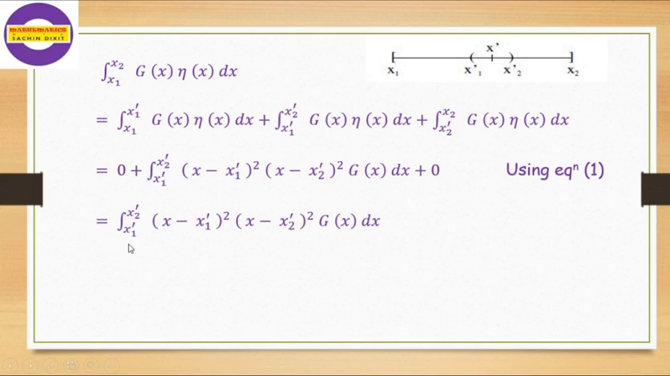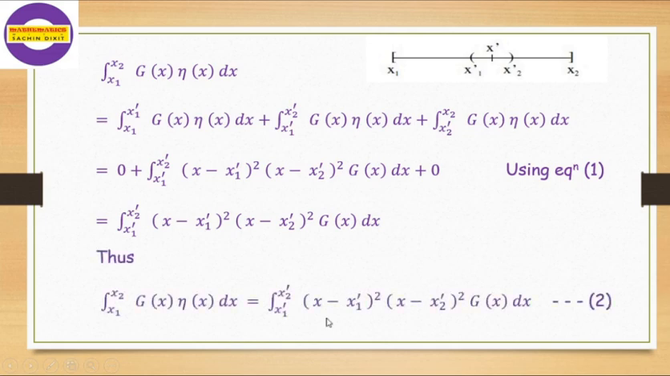That is, we get the integral from x1 dash to x2 dash of (x minus x1 dash) whole square into (x minus x2 dash) whole square g(x) dx. Thus, the integral from x1 to x2 of g(x) eta(x) dx is equal to the integral from x1 dash to x2 dash of (x minus x1 dash) whole square (x minus x2 dash) whole square g(x) dx, equation number 2.